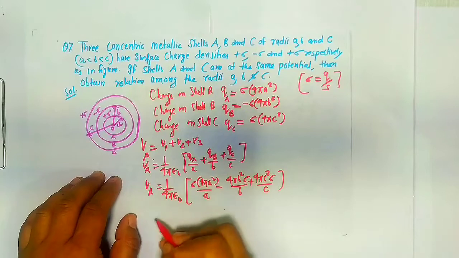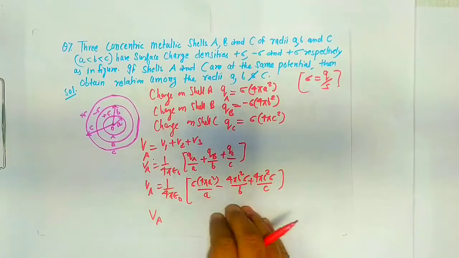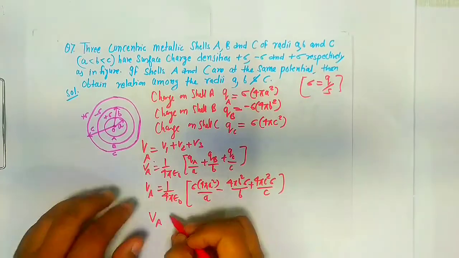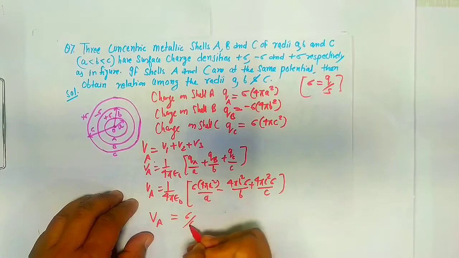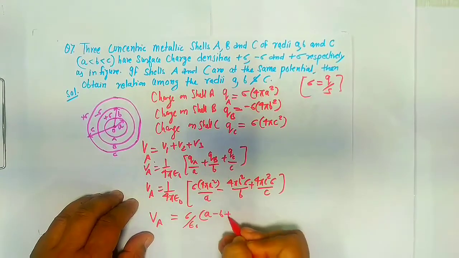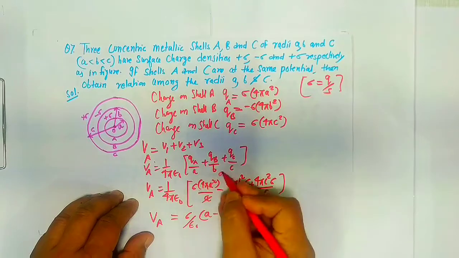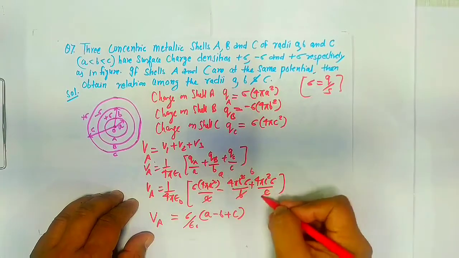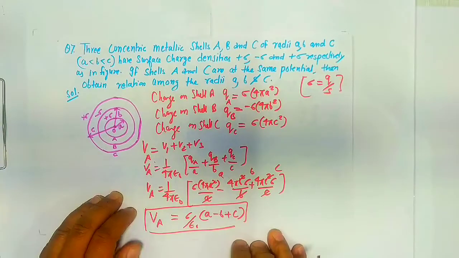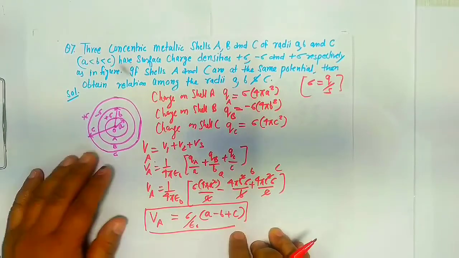So take it common. Do you know 4 pi will cancel out? I am writing the final answer for VA, and the final answer for VA will be what? Sigma by epsilon naught, in bracket A minus B plus C. Why? Because A cancels out, B cancels out, C. So this is the net potential at VA.